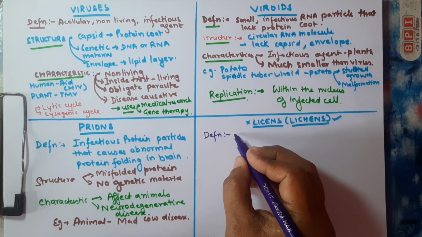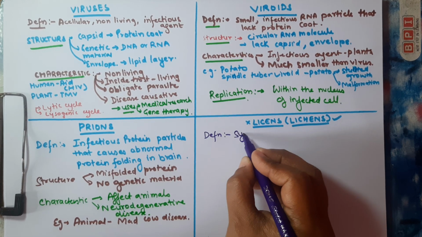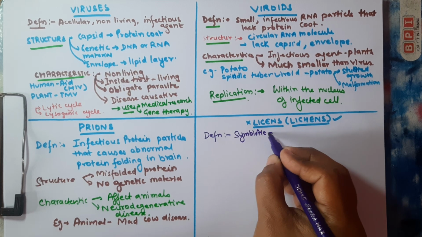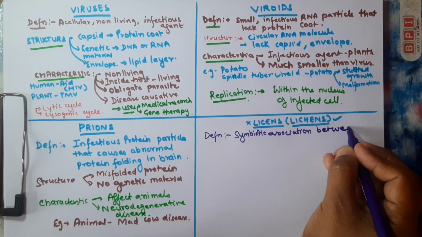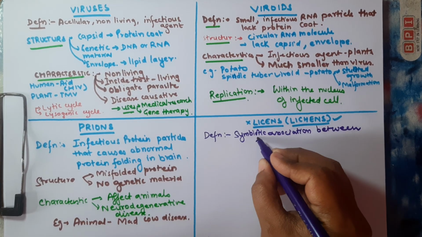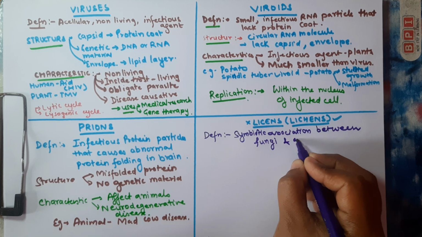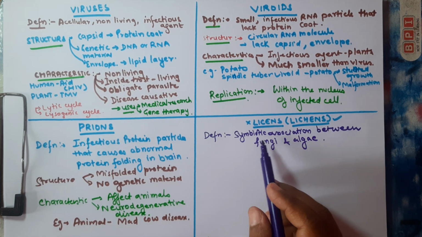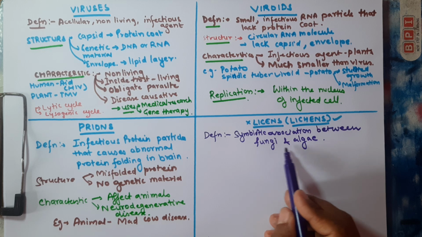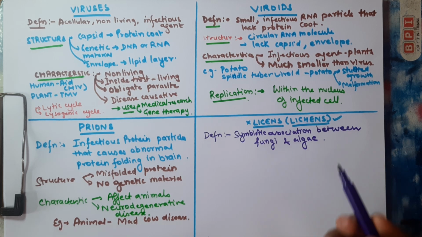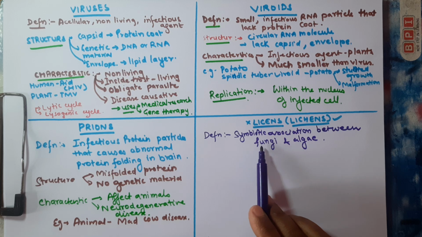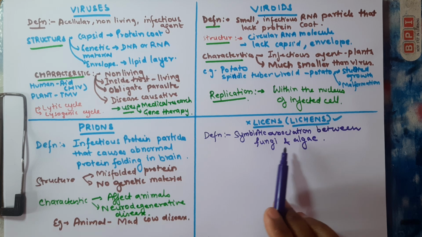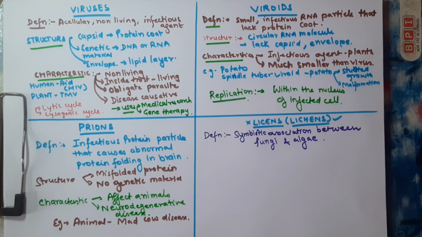So lichens are the symbiotic association between fungi and algae. Symbiotic means that in this kind of association, both the parties, the first party is the fungi and the second party is the algae, benefit. Parasitic is the one where one of them is suffering and the other is getting benefited. But in the symbiotic association, both the species have a win-win situation, that both of them will have the benefits.